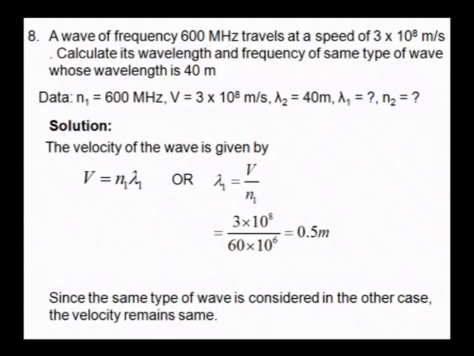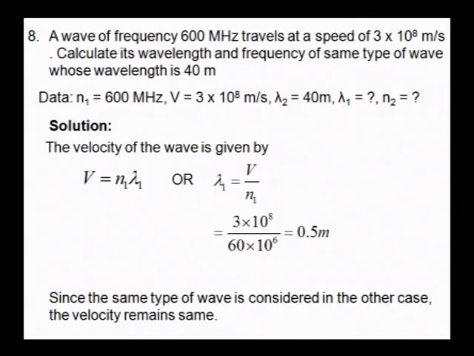So, if we assume the frequency N1 as 600 megahertz, V is 3 into 10 to the power of 8 meters per second, lambda 1 we are asked to calculate, that is the wavelength, and then what will be the frequency when the wavelength changes to 40 meters, that is our problem. So, we have two stages of the problem. One stage we are asked to calculate the wavelength, and the next stage we are asked to calculate the frequency.